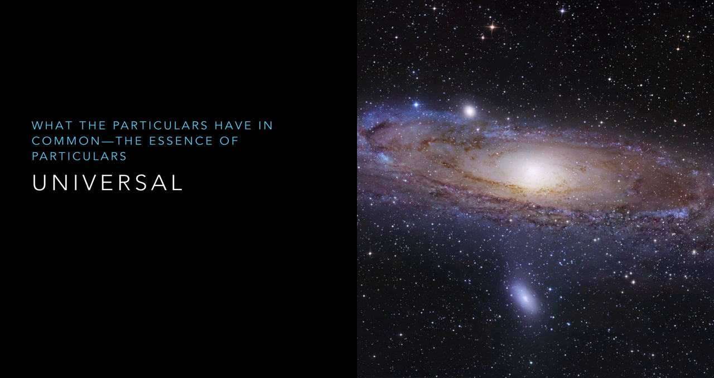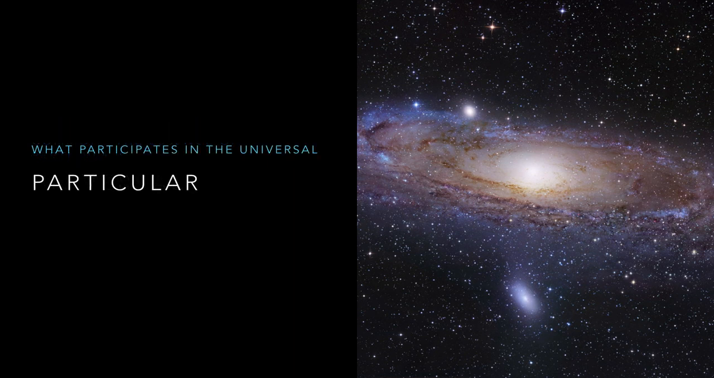So the universal is what the particulars have in common. It's this essence of particulars. It's what makes them what they are. We might think of it as the kind of the particulars. The particular is what participates in the universal. Particulars are the individual things. But they, because of what they are, they participate in the universal.